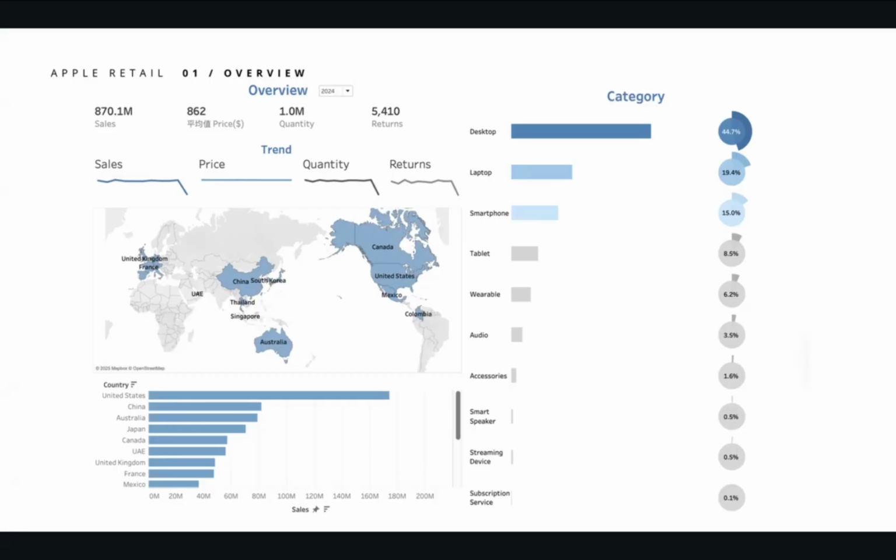Geographically, sales are concentrated in a limited number of major markets. The United States stands out as the largest contributor, followed by China and Australia, while other countries contribute smaller but still significant shares. This suggests that Apple's global performance is driven by a few key markets rather than evenly distributed across regions. Overall, this overview highlights a business that is large in scale and stable in pricing. These observations motivate a deeper analysis into category level and product level performance, which we explore in the following sections.